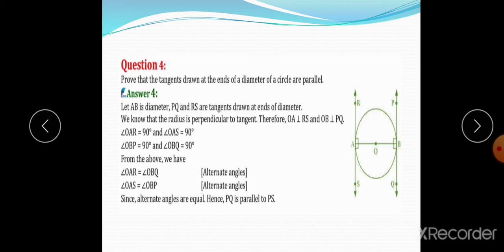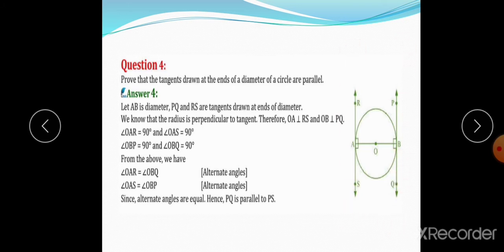We have learned 1, 2, 3 in part 2. We are going to learn question number 4. This is a very small exercise, only 13 sums. I am going to explain a few sums which are very important. Prove that the tangents drawn at the ends of a diameter of a circle are parallel. So we have to prove these two lines are parallel.